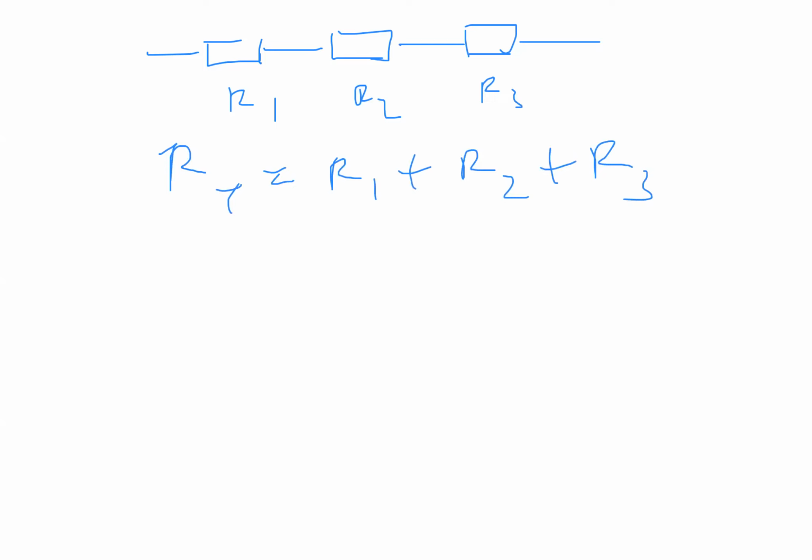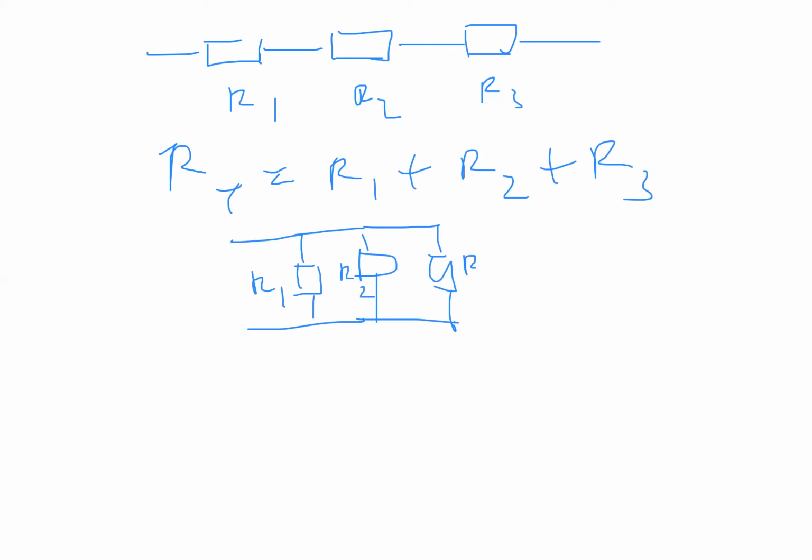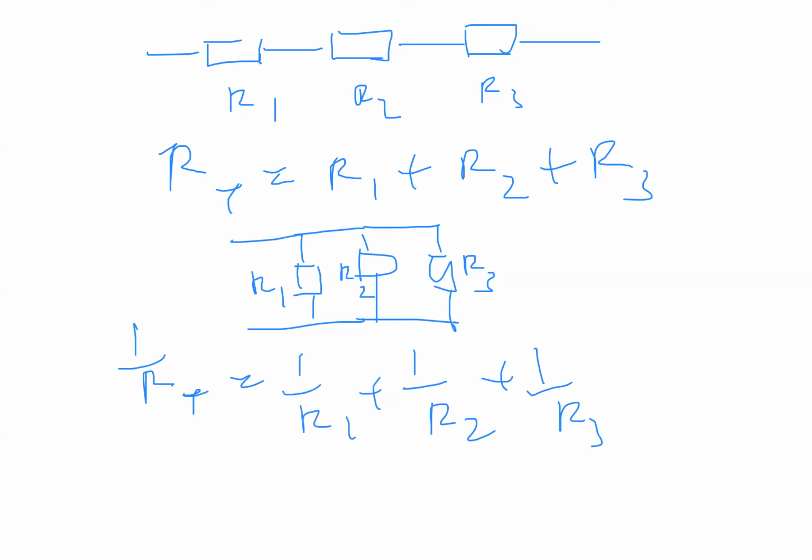Now, second case, think I connect these resistors like this: R1, R2, R3. What will be the total resistance in this case? 1 over R total is equal to 1 over R1 plus 1 over R2 plus 1 over R3. It is something like this: 1 over RT is equal to 1 over R1 plus 1 over R2 plus 1 over R3.